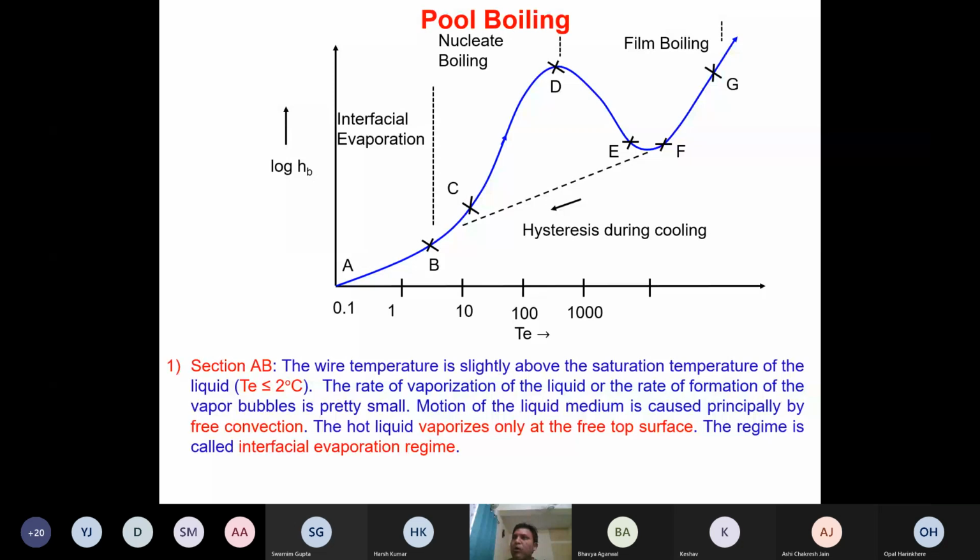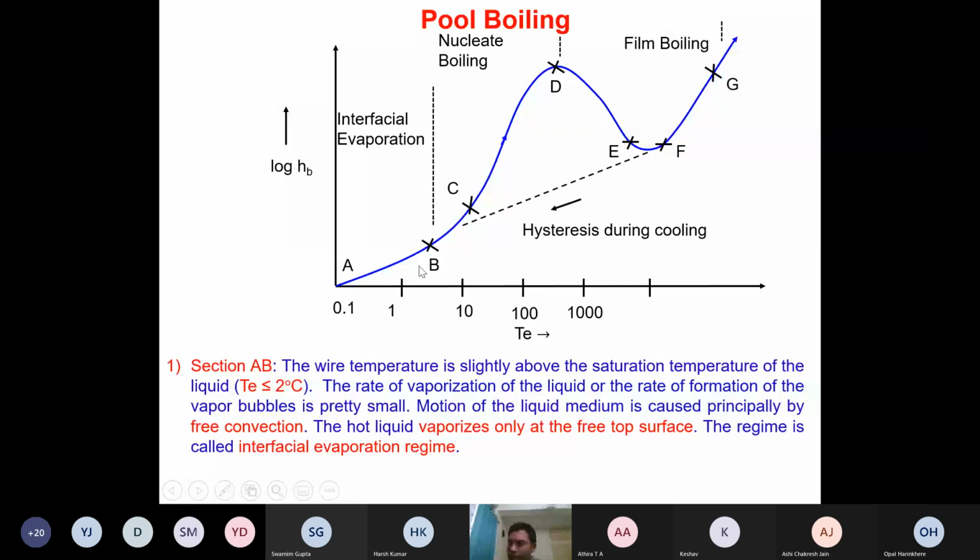So as the temperature is increased beyond the saturation temperature, you can see clearly, when the temperature is just above the saturation temperature, maybe less than 2 degrees Celsius, that is, if the excess temperature is less than or equal to 2 degrees Celsius, you can clearly see the rate of vaporization of the liquid because of the bubbles is very small. So here the liquid basically starts vaporizing only from the surface, and this is called the interfacial evaporation regime.